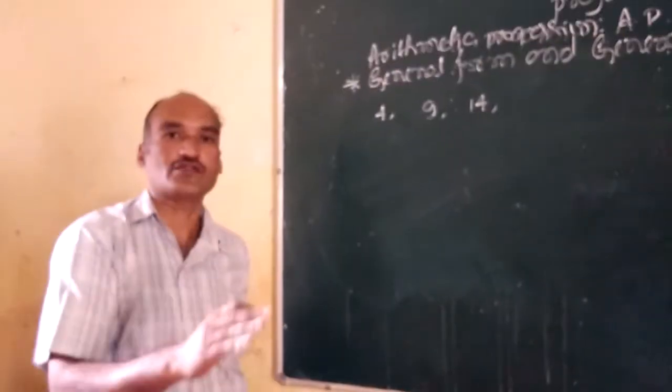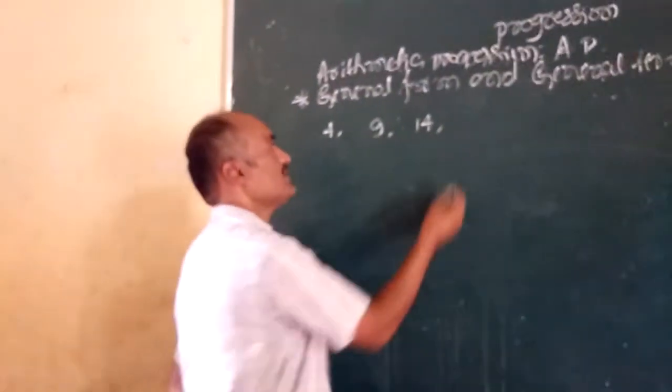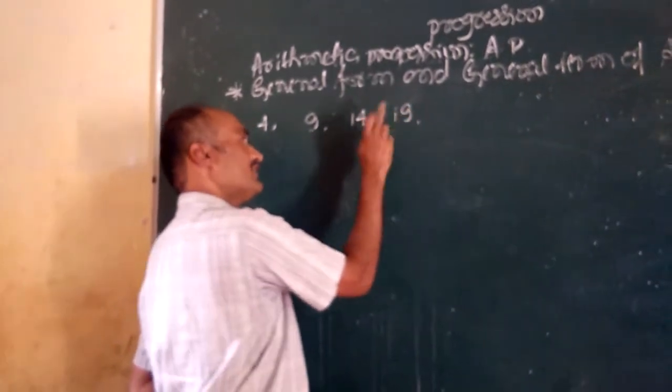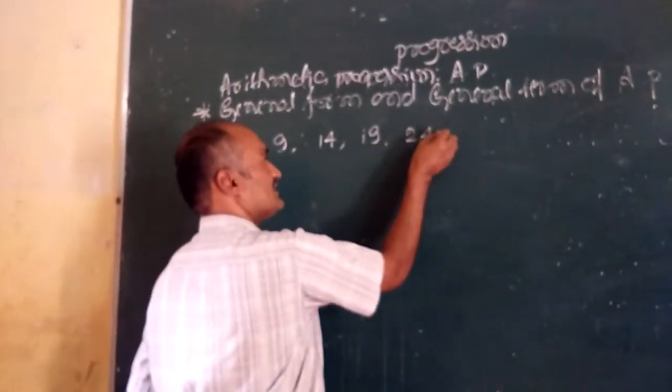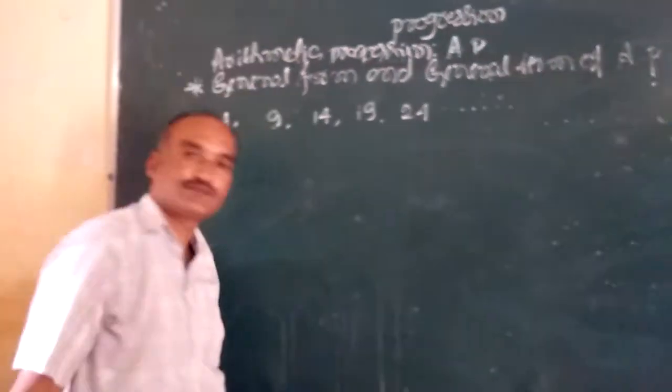To 14 again you add the same 5, that is 19. To 19 plus 5 we get 24. Like this it goes.